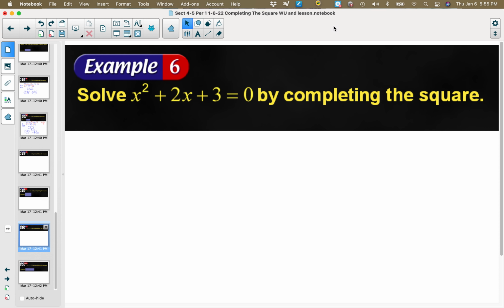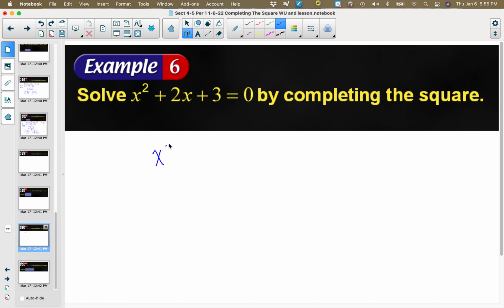Okay, I'm going to finish up our lesson from yesterday. I'm going to go in a different order though. So you need to find this example in your notes. Example 6, and then I'm going to go back to example 5. On this one, we're going to start off the same way we did before.